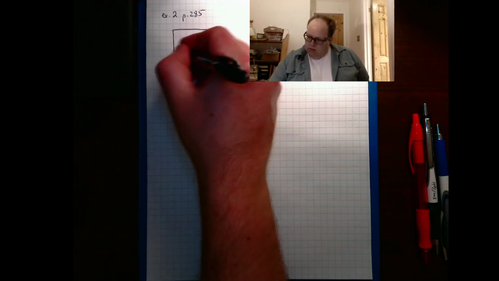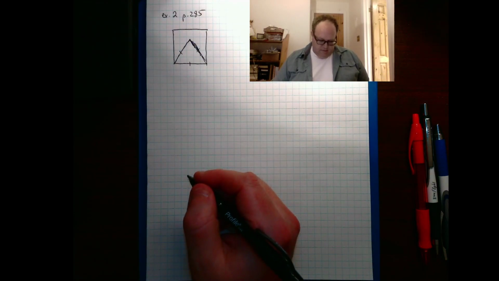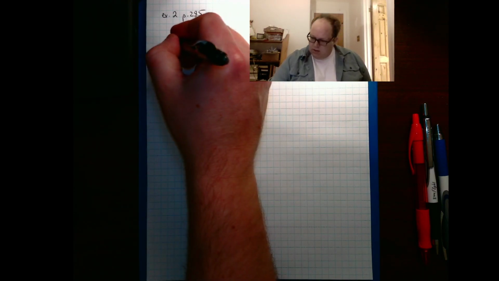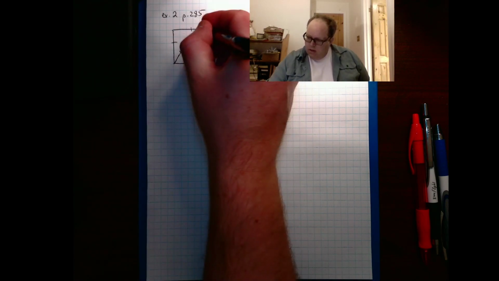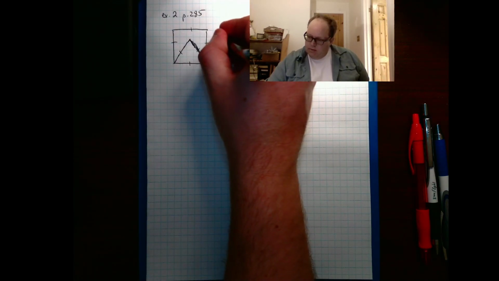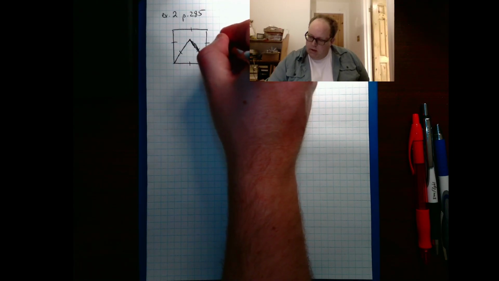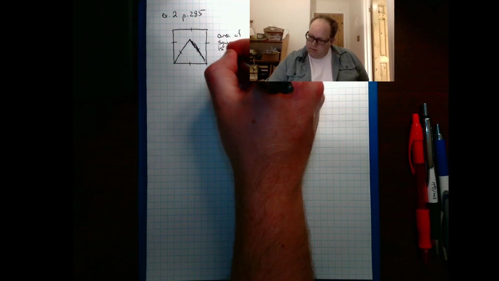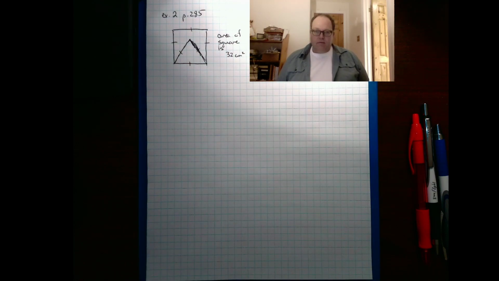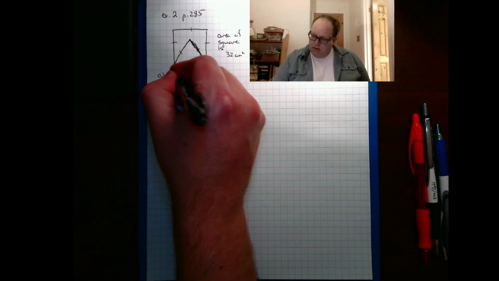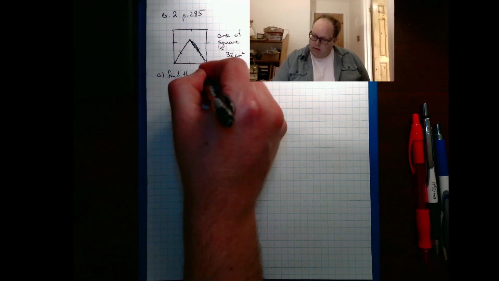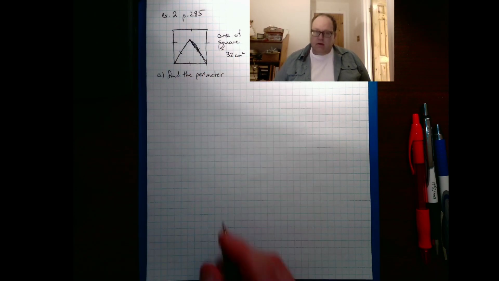And we are told, so these sides are all the same length, which means, of course, that these sides are all the same length as well. I apologize that my diagram is not perfectly to scale. The area of the square is 32 square centimeters. Then we're asked to find a few things. Find the perimeter of the triangle.